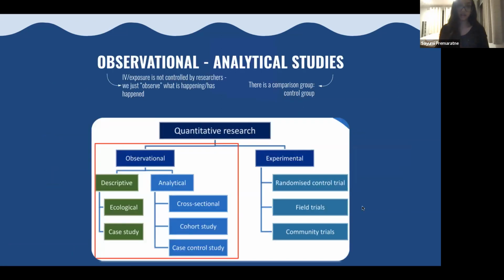So then the next one is an observational study that is analytical. We're still under the observational, so we're not assigning that exposure. And then an analytical study is where we do have a control group, and we'll see how those control groups come about as well. So we have cross-sectional, cohort, and case control studies.